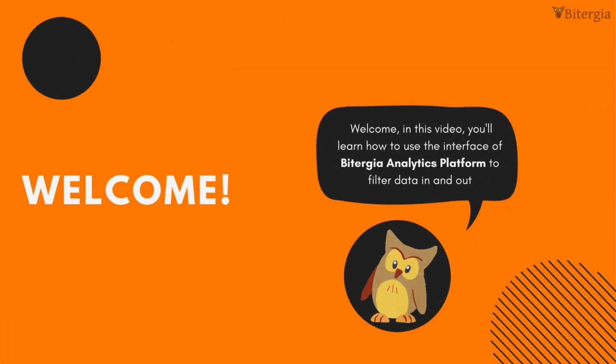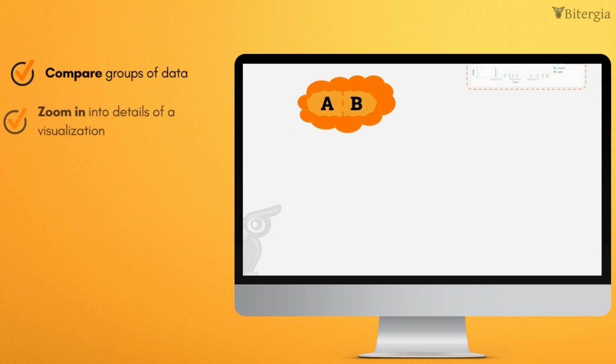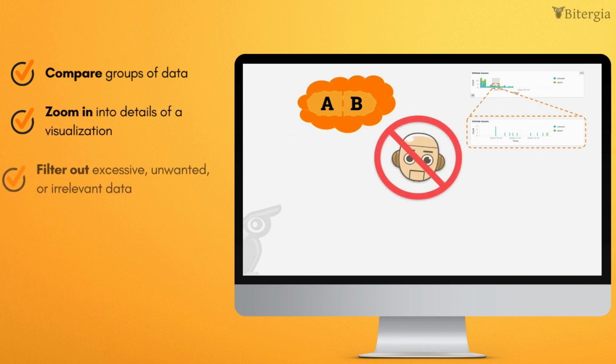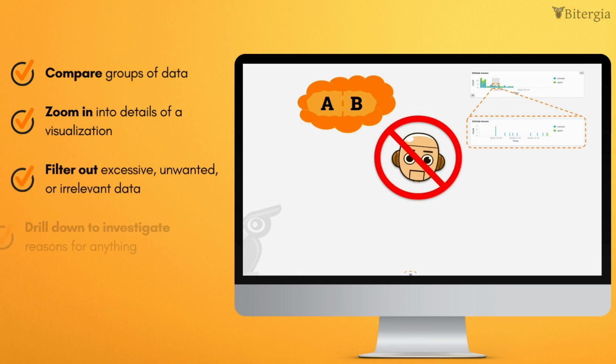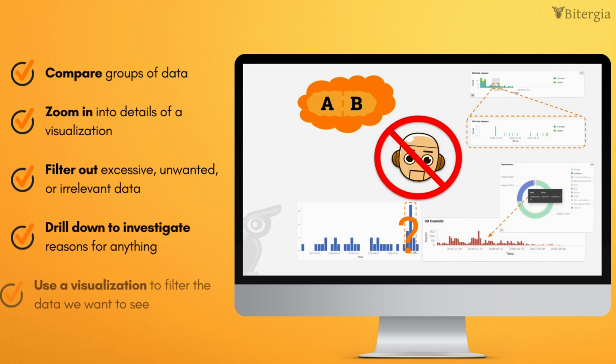Welcome! In this video, you'll learn how to use the interface of Bitergia Analytics platform to filter data in and out. By following this how-to guide, you will be able to compare groups of data, zoom into details of a visualization, filter out excessive, unwanted, or irrelevant data, drill down for investigating the reasons of anything that may have caught your eye, use a visualization to filter data we want to see on another one.